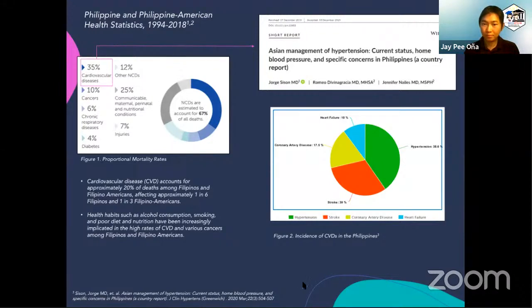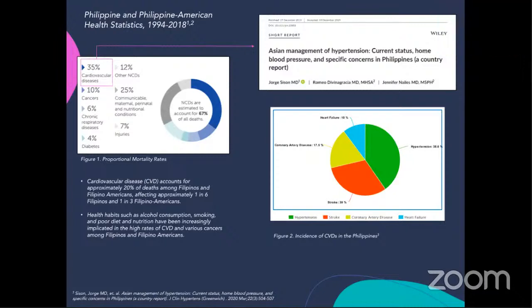In another study done by Dr. Sison, a survey done by the Philippine Heart Association showed that hypertension is the most prevailing CVD, followed by stroke, then coronary artery disease, and heart failure. About 38.6% of CVD is hypertension. And through complete coincidence, next slide, sir.